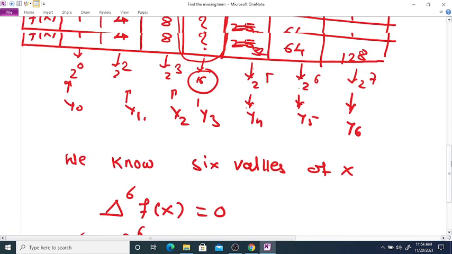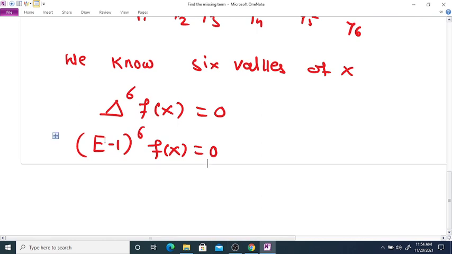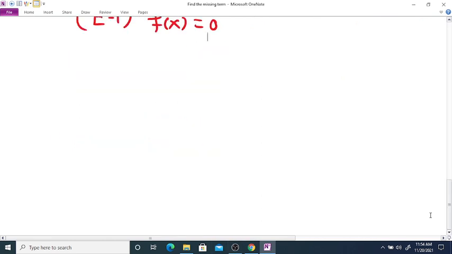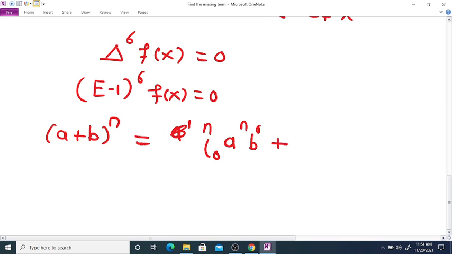By using this technique, we have just proved that delta is equal to E minus 1. By using this logic, we can put the value of delta as E minus 1. Again, we know from the binomial expansion that (a plus b) raised to n is equal to nC0 a raised to n b raised to 0, plus nC1 a raised to n minus 1 b raised to 1, plus nC2 a raised to n minus 2 b raised to 2, and so on.